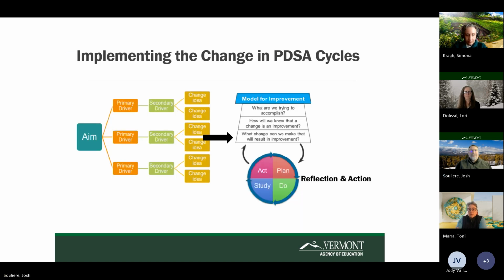Tony. Thanks, Josh. The last component in the model for improvement is the Plan, Do, Study, Act, or PDSA inquiry cycle process. Once you've selected a change for improvement, you will begin the cycle of planning for implementation, implementing the change, ongoing reflection of progress, and making necessary adjustments based on results.